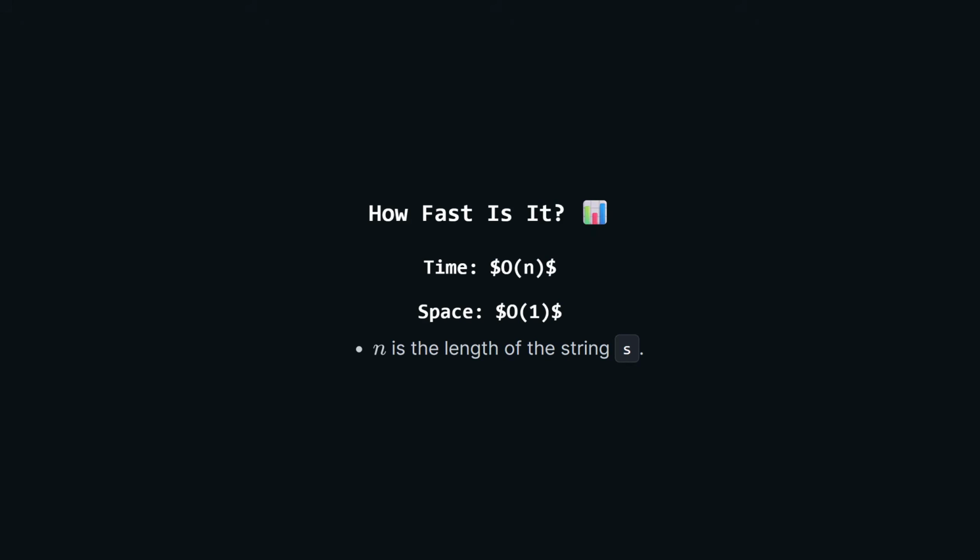Let's talk about how fast this runs. The time complexity is big O of n, where n is the length of our string. In the worst case, the system has to scan through the entire string once to confirm the pattern isn't there. The space complexity is big O of 1, meaning it takes constant space. We aren't creating any new arrays or data structures, we are just looking at the string we were already given.